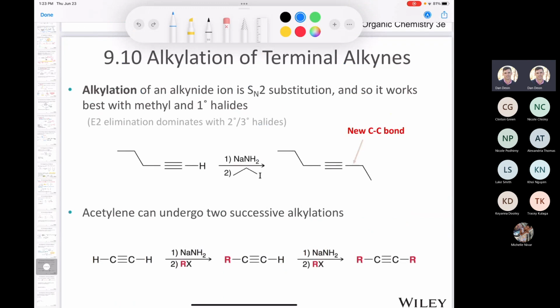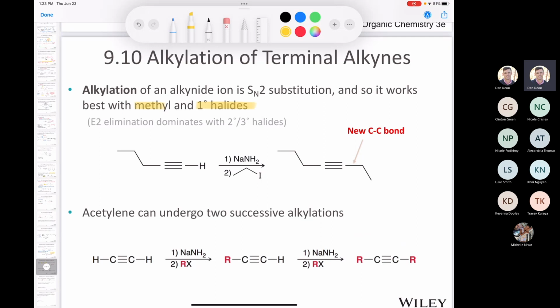Alkylation of the alkynide or the acetylide is an SN2. So like I said, it works really well with methyl and primary alkyl halides. Doesn't work as well with secondary and tertiary because in those cases, elimination is going to predominate. We saw that way back in chapter 7. Take a look at this strategy here.